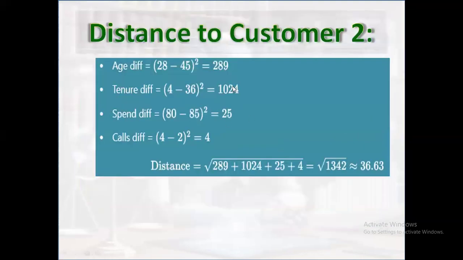So we are getting the value 289 plus 1024 plus 25 plus 4, which is root of 1342, and if you take the square root, we get 36.63.